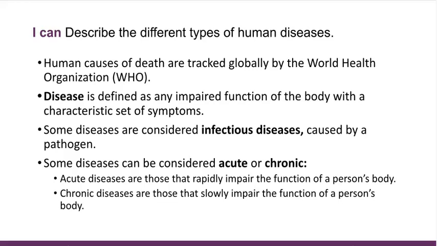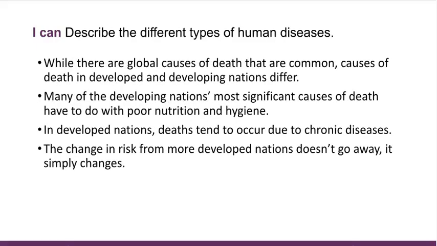The World Health Organization tracks hazards and diseases, primarily infectious diseases caused by pathogens. You also need to know, again, acute or chronic that we talked about in the last video. Acute diseases rapidly impair the function of a person's body. Chronic are slow. So like heart disease is chronic. Heart disease and dying from a heart attack doesn't happen overnight. It happens over many years of eating poorly and not exercising and smoking, etc.